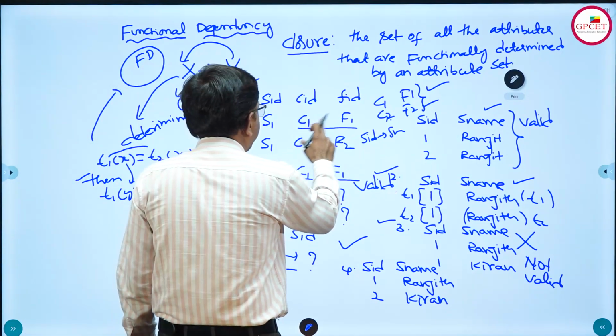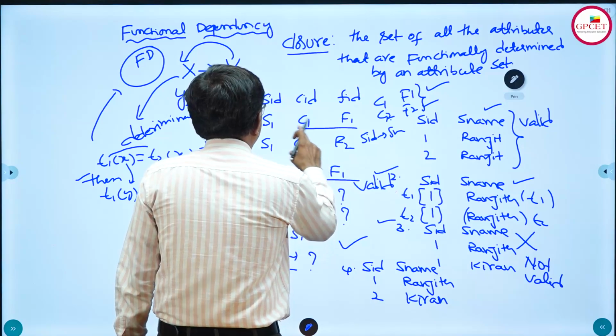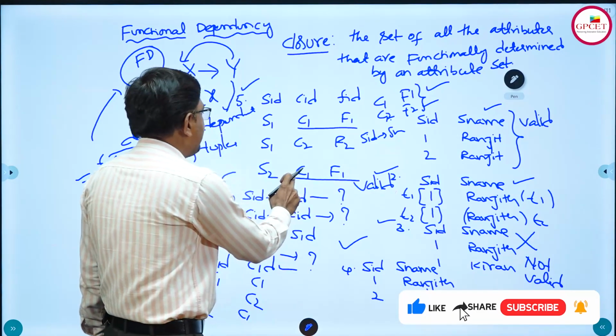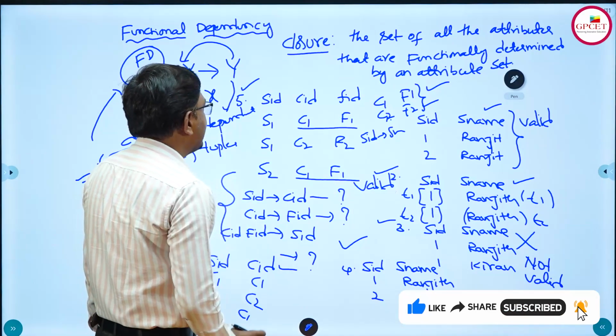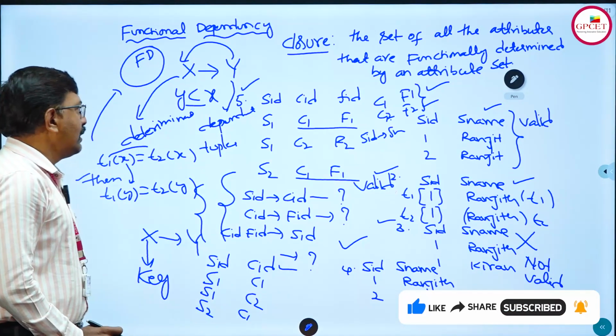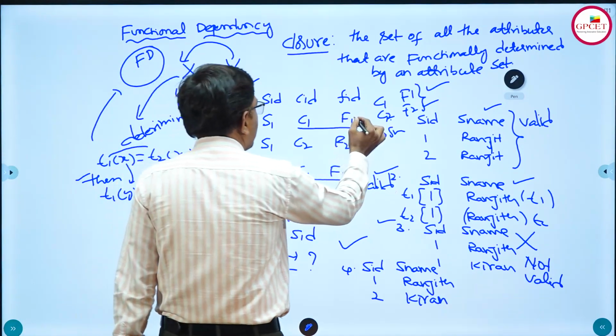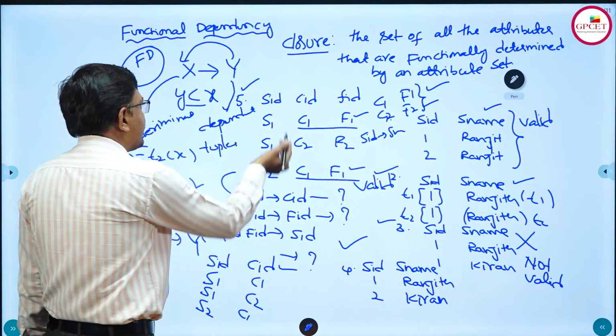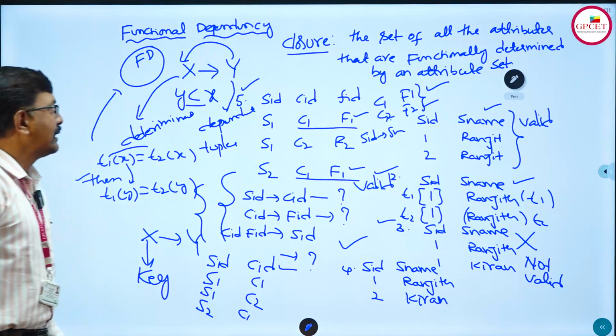CID, FID: C1, F1 tends to S1, C2, F2 tends to S1, okay, and then C1, F1 tends to S2. That is, the functional dependency case is not valid. Why? Because here C1, F1, duplication is there, and in the right hand side there are different values.